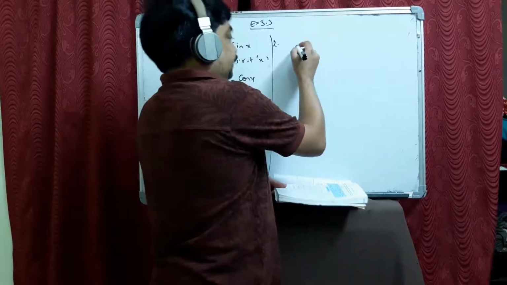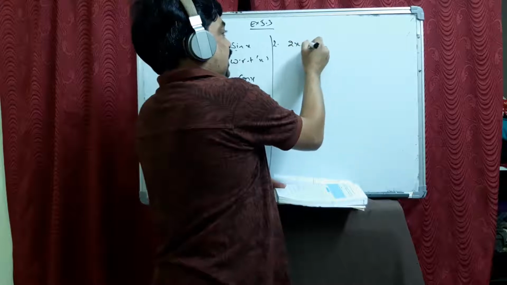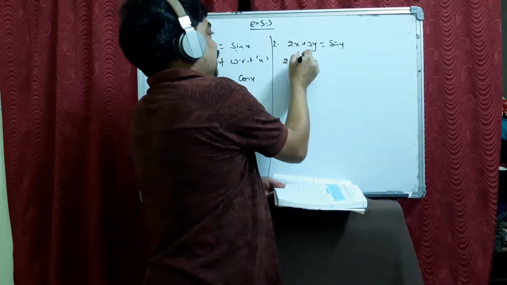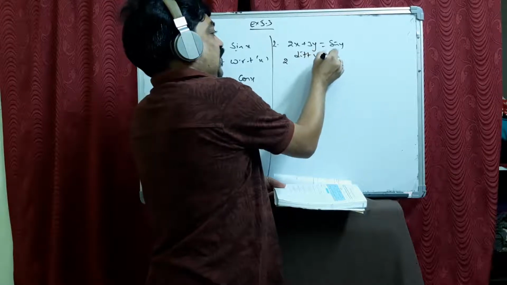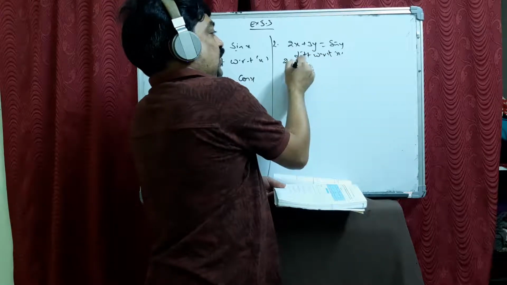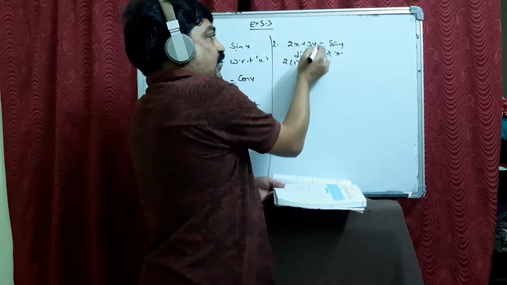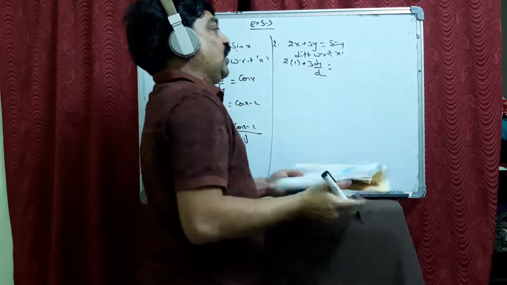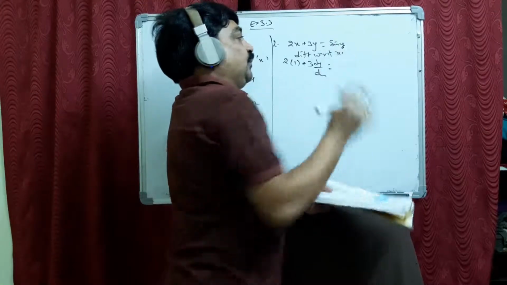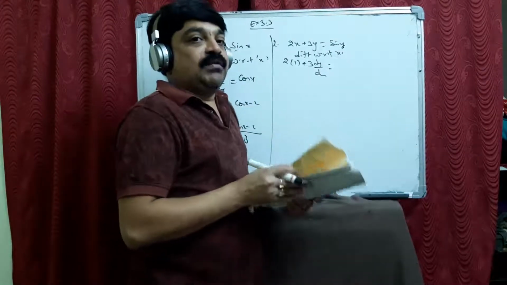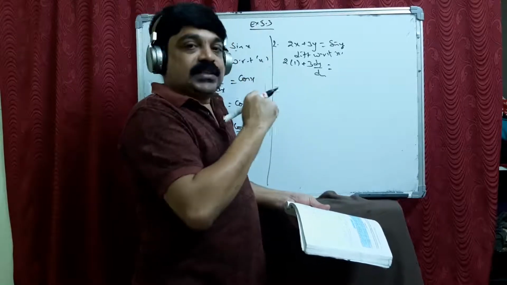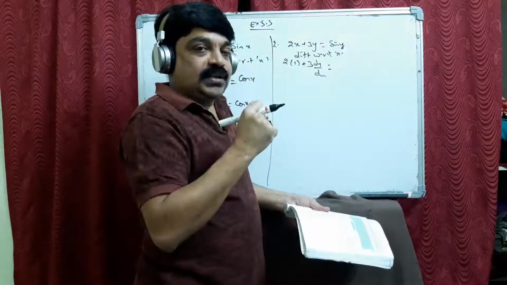Okay, now suppose 2x plus 3y is equal to sin y. If it is like this, differentiate with respect to x. With respect to x, so 2 into 1, 3 into derivative of y is not 1. It is dy by dx. Whenever we find y. Now sin y. How to write sin y? So we don't know the derivative of sin y, but we know the derivative of sin x. So we treat that y as x, like how we did in the last exercise.